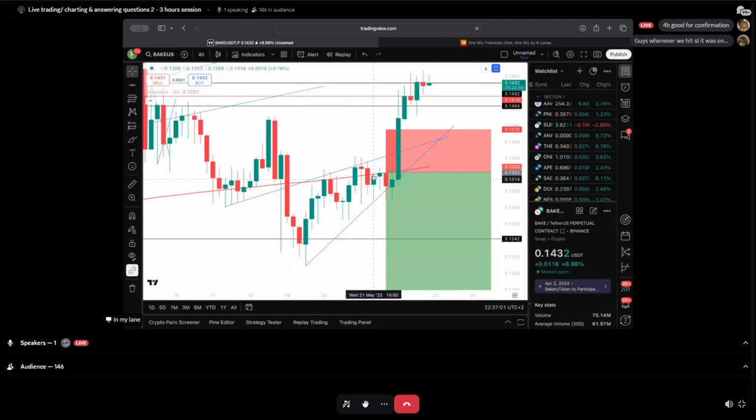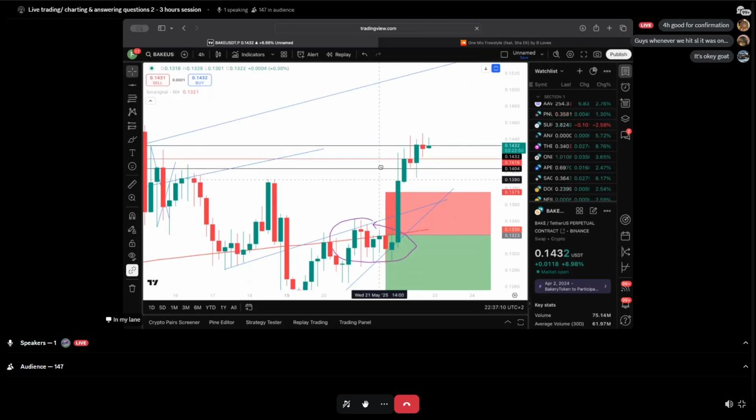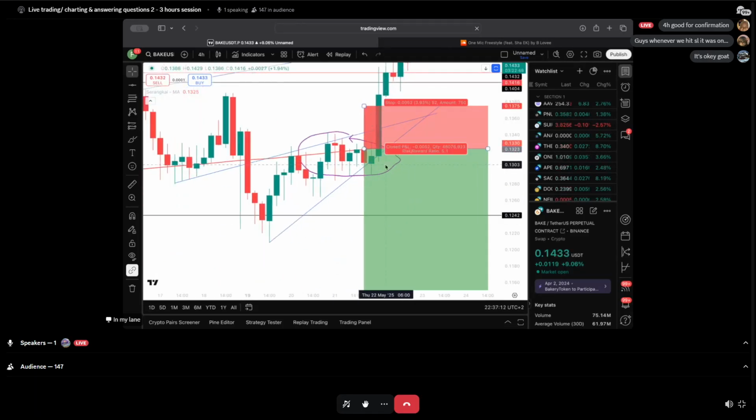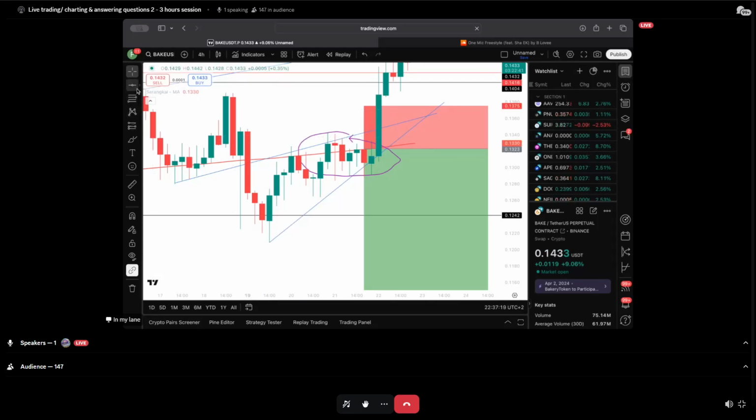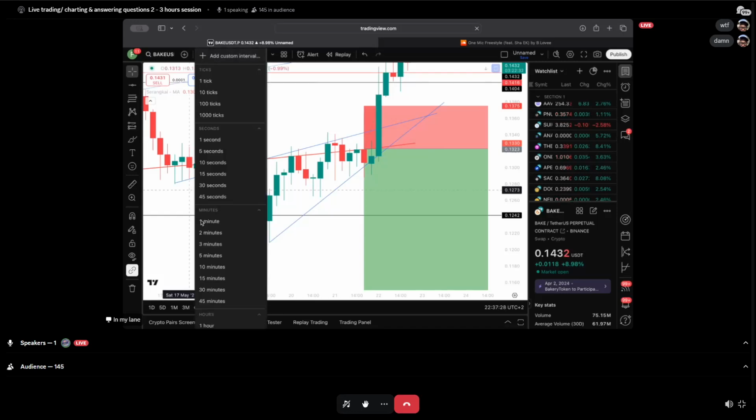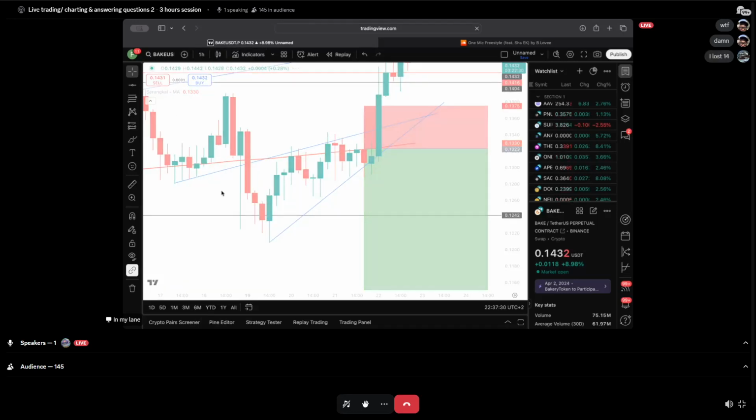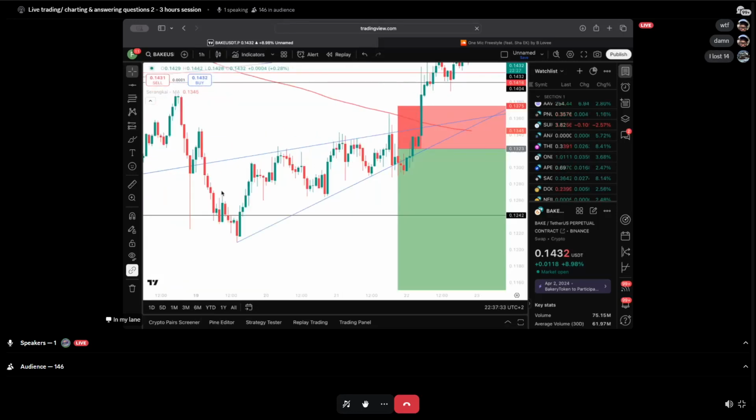I should just have seen that this was accumulating here for the pump. I lost myself like 15K on this trade, or 12. Yeah, just always look back at your losses. You can learn from them always.